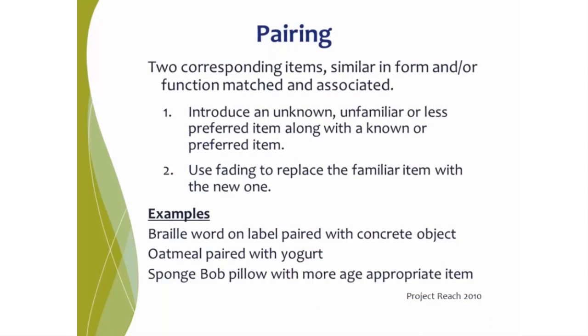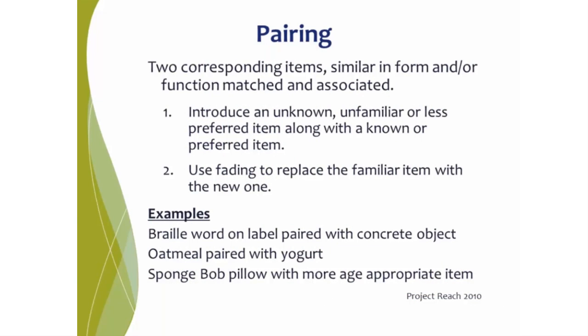So if you want a child to, let's say you want them to eat oatmeal, but they only like yogurt, so first you'll eat just yogurt, okay? Then you'll throw a little oatmeal in and then decrease the yogurt so that you can get the child over to oatmeal.